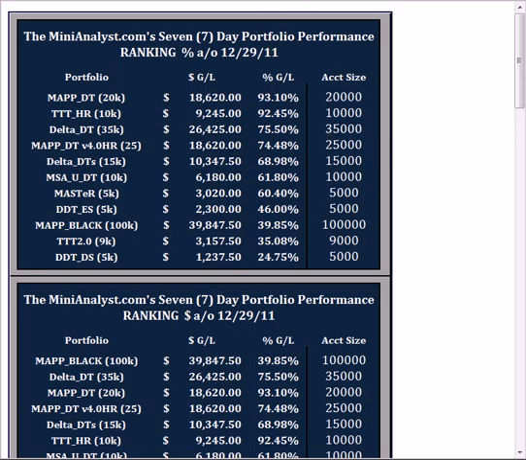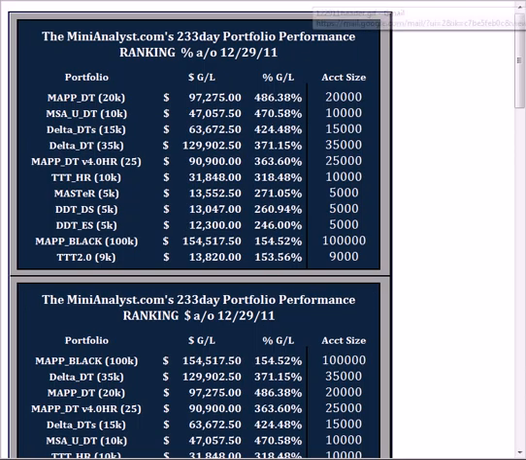Absolutely banner performances that we've had, totaling as of yesterday, the last 233 days, or 250 trading days in a year, 486% has been the gain for the MAP-DT, $97,275 after slippage and commissions.